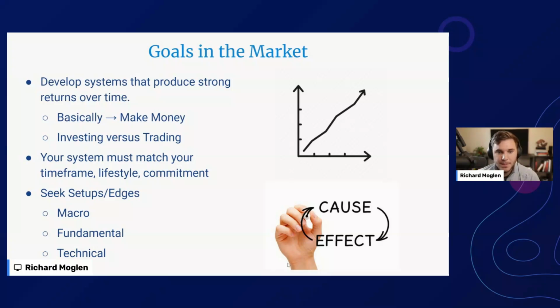Now, in order to build these systems, basically, we have to look for setups and edges. A setup doesn't just have to be a technical setup. It could be a macro setup, where the Fed is putting in so much QE and spurring the economy and the stock market. It could be a fundamental setup, where earnings growth is up 100% the last quarter, or it can be a technical setup, which is what I'll talk about and focus on today.